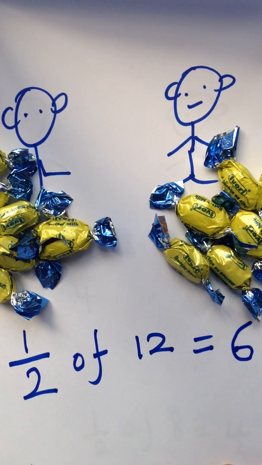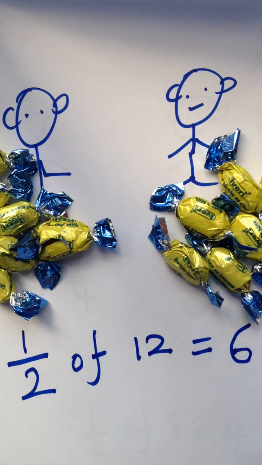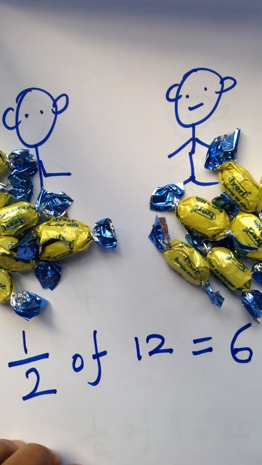So I hope you have understood how to divide a group of items into 2 equal parts. We've done sticks, we've done sweets, and so that's how you're supposed to do it.